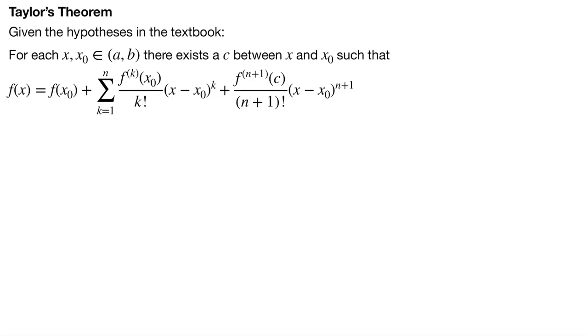And this is Taylor's theorem. And as you can see, I'm getting a little bit more lazy as I write these things out. So given the hypotheses in the textbook, you can look it up. This is theorem 4.24 if you want. The hypotheses are not too exciting. It's just saying that we have some interval a, b, and a and b could potentially be infinite. So this could be the entire real line, but just some open interval.